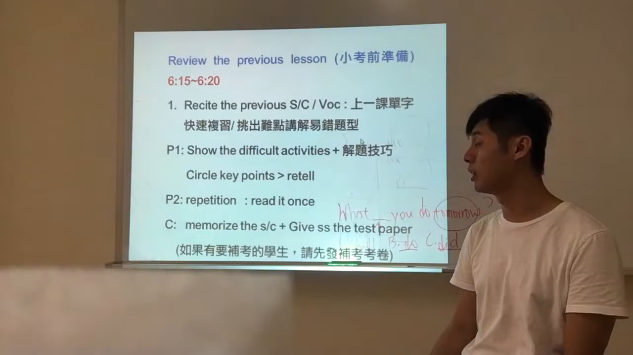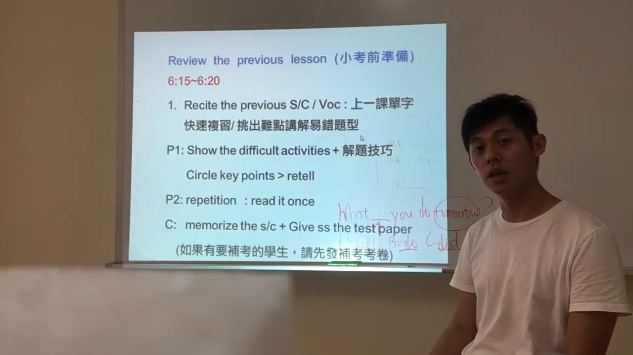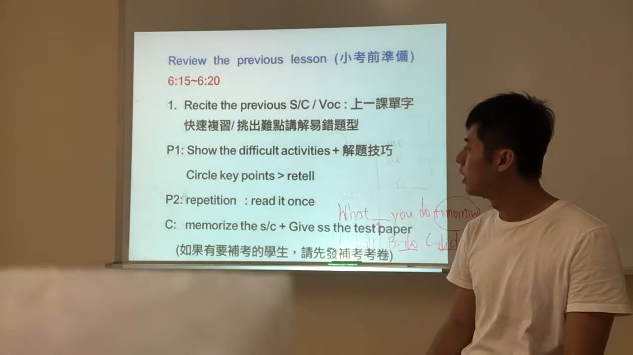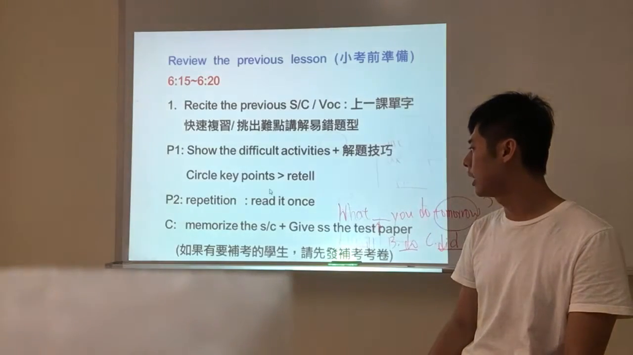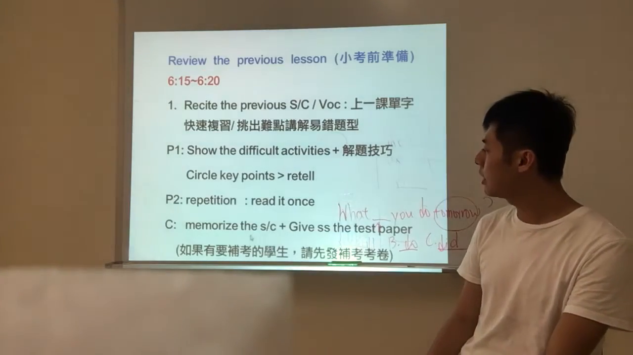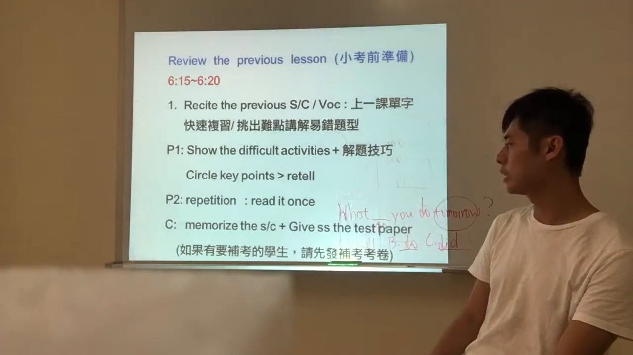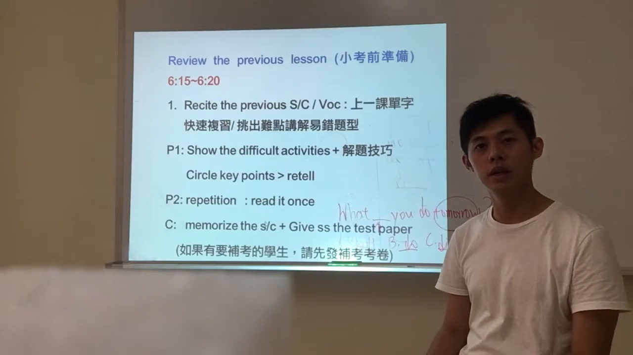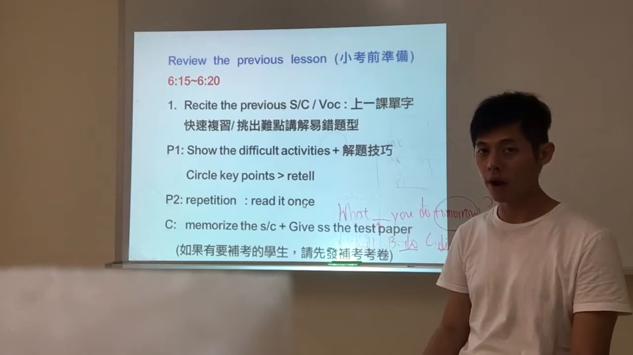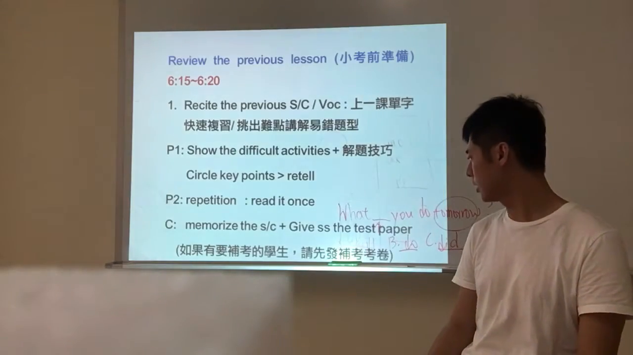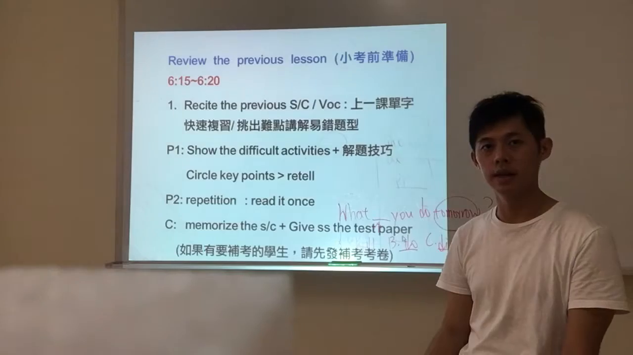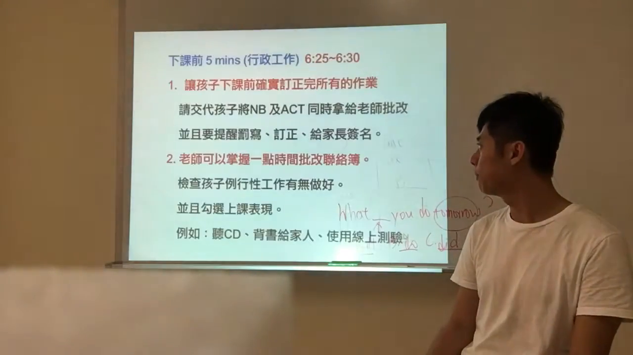This is what we taught in that activity book, right? So do repetition so that students can write their test paper easily. Memorize the sentence and give students the test paper. If you have students whose grades are very bad, like lower than 85, they have to make up the test. So we give them the make-up test paper first, and then they can do today's test paper.